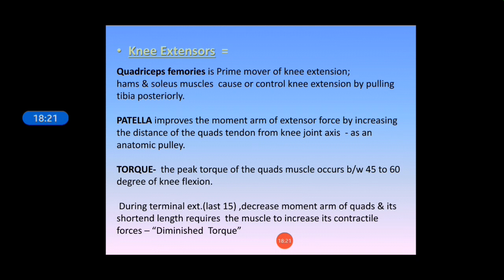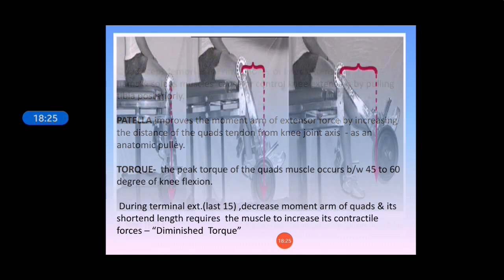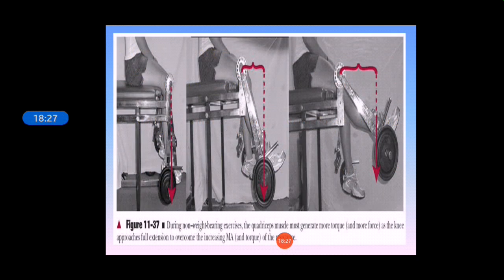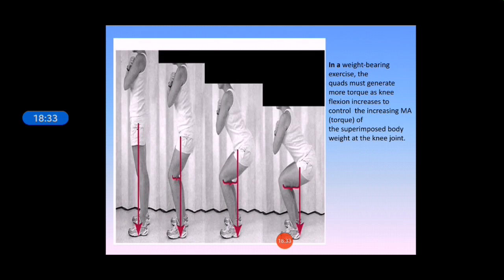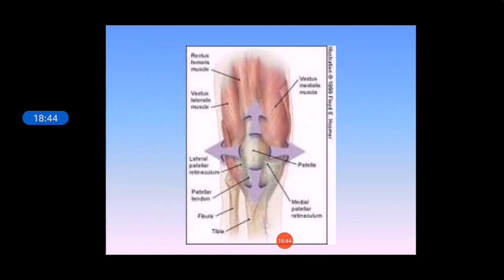The torque produced also plays a very important role in knee extension. Here you can see that during non-weight bearing exercises, the quads muscle must generate more torque as the knee approaches full extension. In a weight bearing exercise, the quads must generate more torque as knee flexion increases to control the increasing moment arm of the superimposed body weight at the knee joint. So these are the muscles which act over the knee joint.